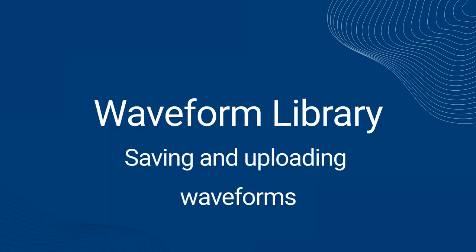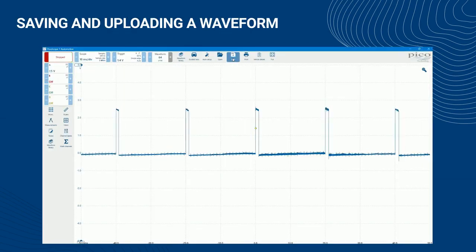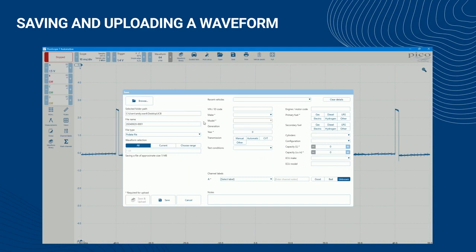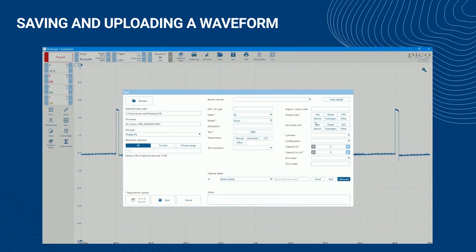Section 4. Saving and uploading waveforms. The most direct way to back up and share your waveforms with the Waveform Library is to use the Save and Upload feature within PicoScope. You can use this feature after opening a previously saved waveform in PicoScope or after you have captured new waveforms. To upload your data to the Waveform Library, you must complete all fields marked with an asterisk. The Save and Upload button will remain inactive until this information is complete. Once the required data is complete, click Save and Upload to upload your waveform.